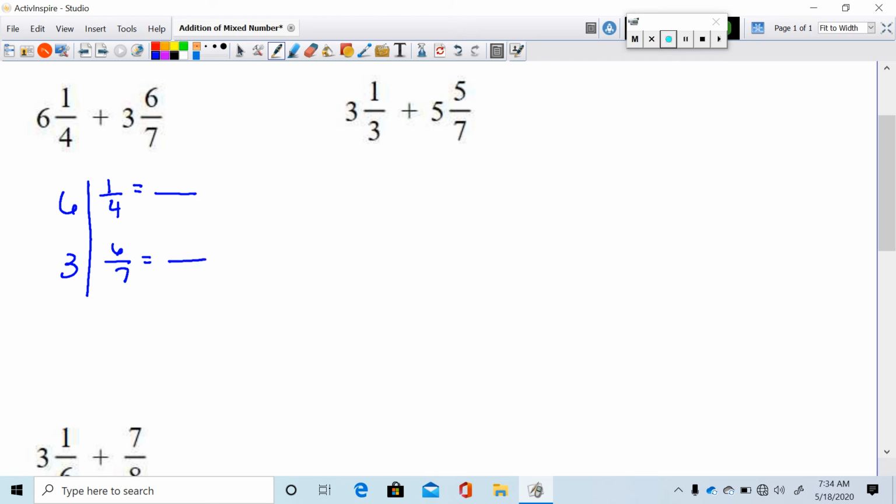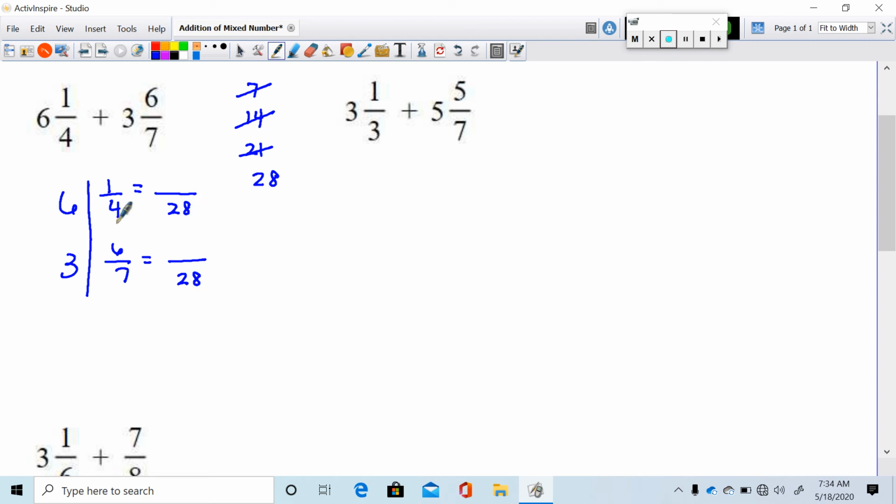I need to get common denominators. So what I do is I start with the biggest number and I see if the 4 goes into that. 7 divided by 4, you cannot do that. So start adding it to itself. 7 plus 7 is 14. 14 divided by 4, can't do that. Start adding 7 to that. 14 plus 7 is 21. You can't do 21 divided by 4. Add 7, 28. 28 divided by 4 does work. So that means 28 is my common denominator.